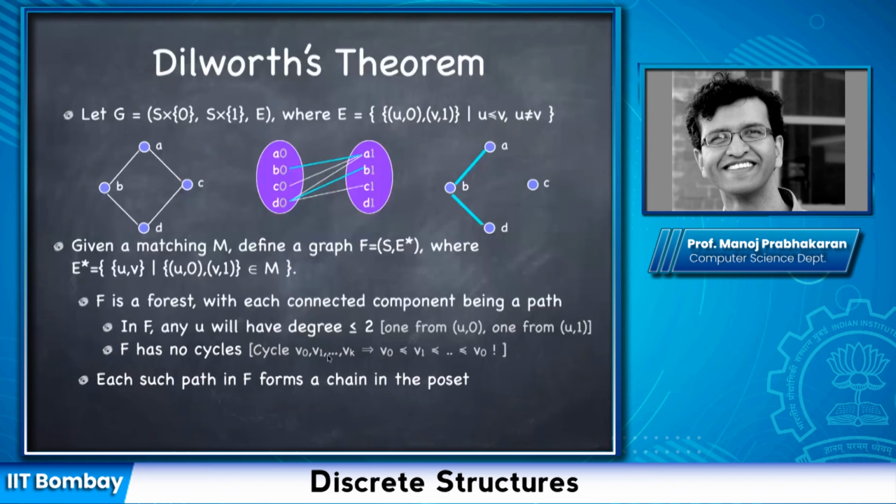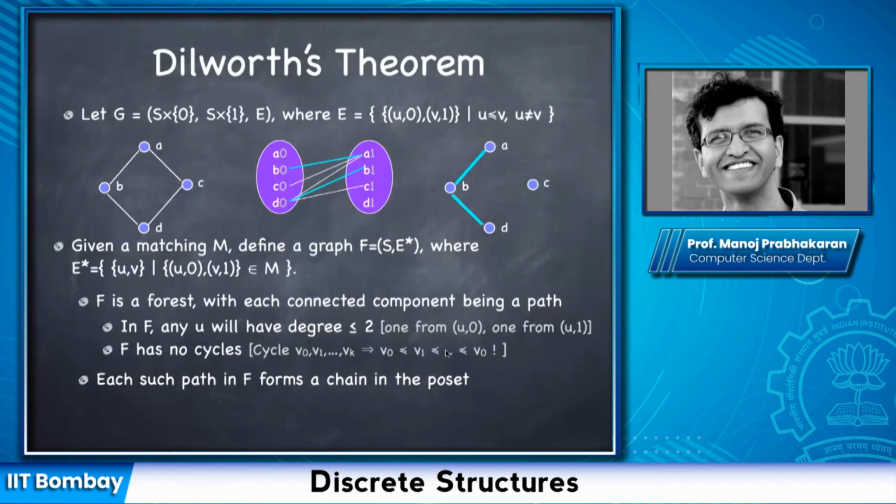When I was arguing here, if I have a path V0, V1 up to Vk, suppose it was not a cycle, just a path, then I would have this relation V0 less than or equal to V1 less than or equal to up to Vk, and that by definition is a chain in the poset. So each path in this forest is a chain. Each connected component is a chain.